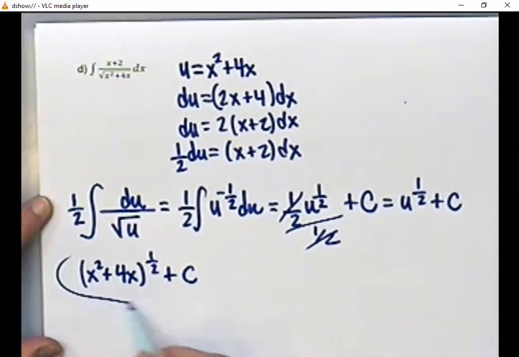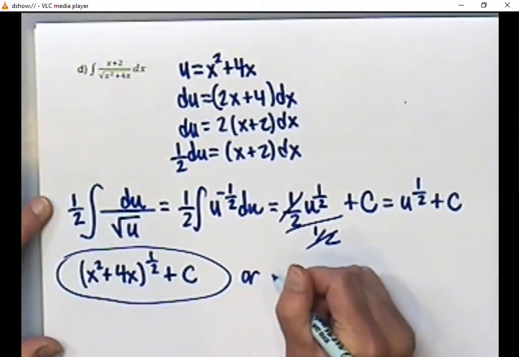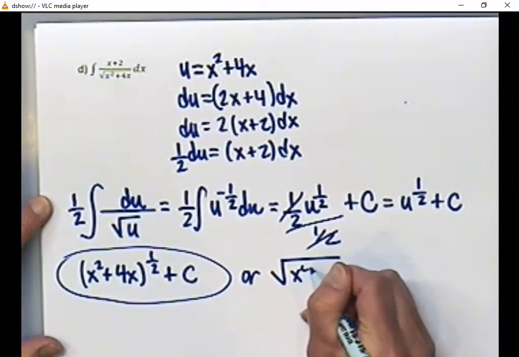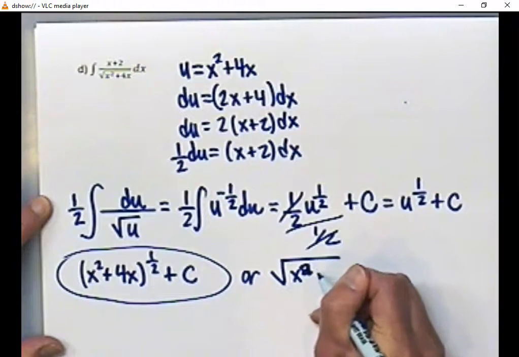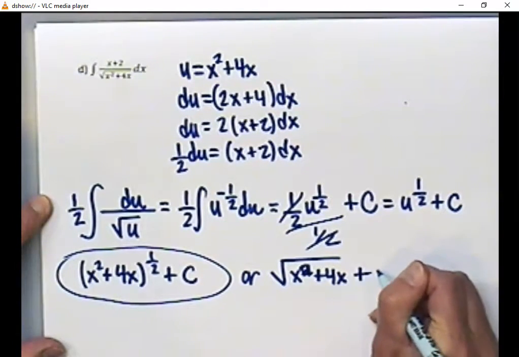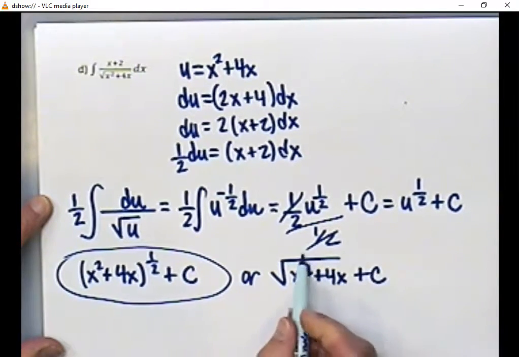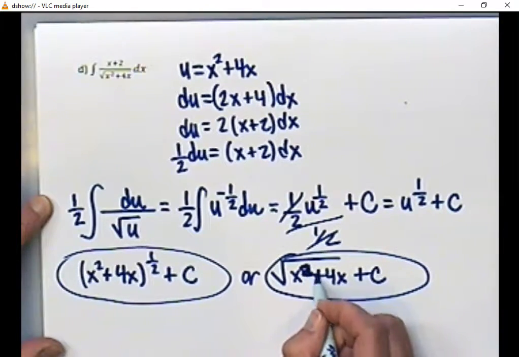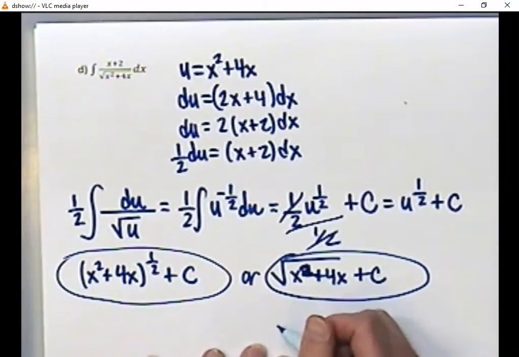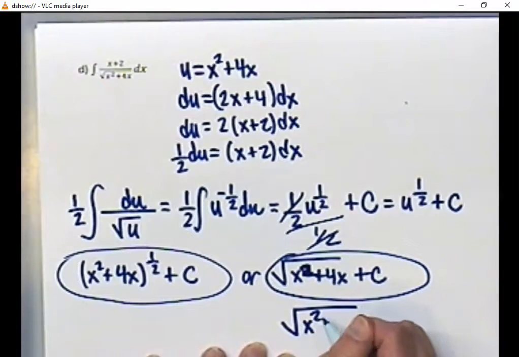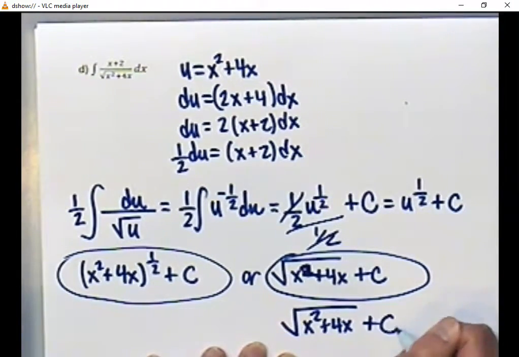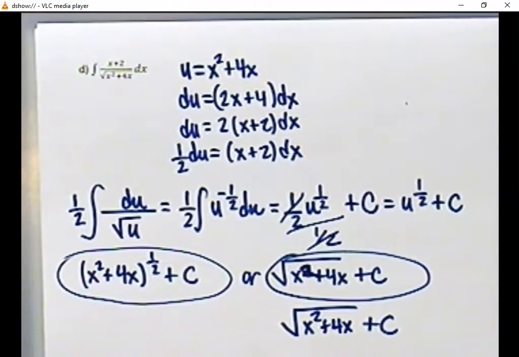Or how else could you write that? Yeah, that's exactly right. Or the square root of x squared plus 4x plus c. So either of those forms is fine. That was a 2 there. Sorry, I originally wrote a 4. I'll rewrite it underneath here. So again, multiple forms, any of those forms is fine.